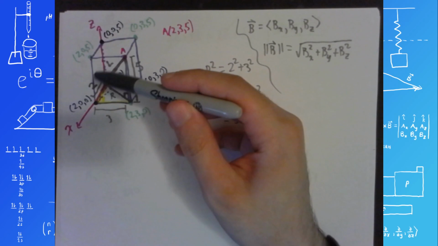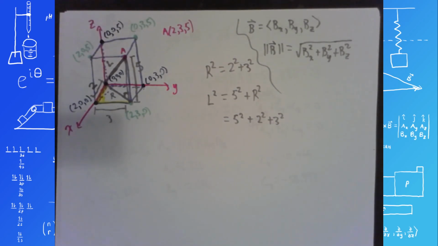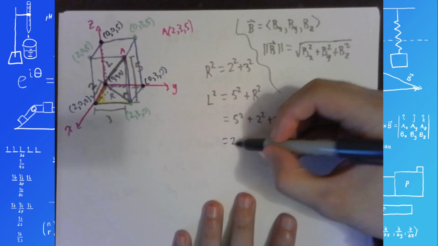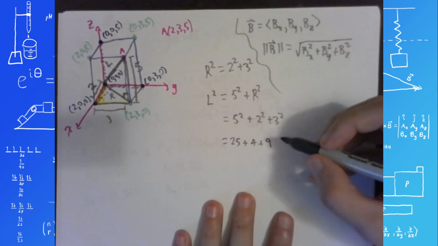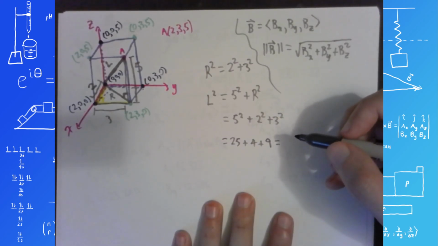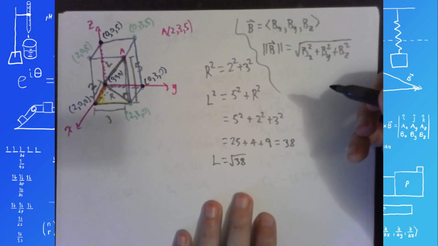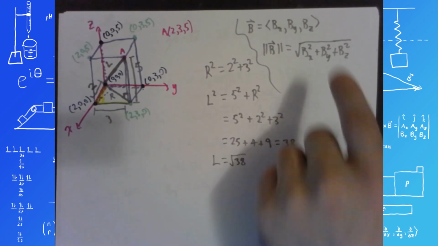We're essentially calculating the length of the vector that points from the origin to point A. So 5 squared plus 2 squared plus 3 squared, that's 25 plus 4 plus 9, 4 and 9 is 13, 13 plus 25 is 38. So that tells us that L is equal to the square root of 38. Can I actually simplify that? If I divide by 2, I just get 19. So no, it can't be simplified any further than this. All right, so not exactly a vector problem, but I think you can see its importance.